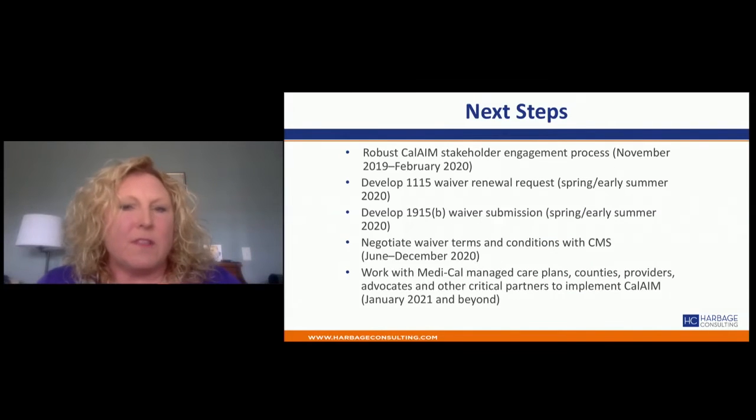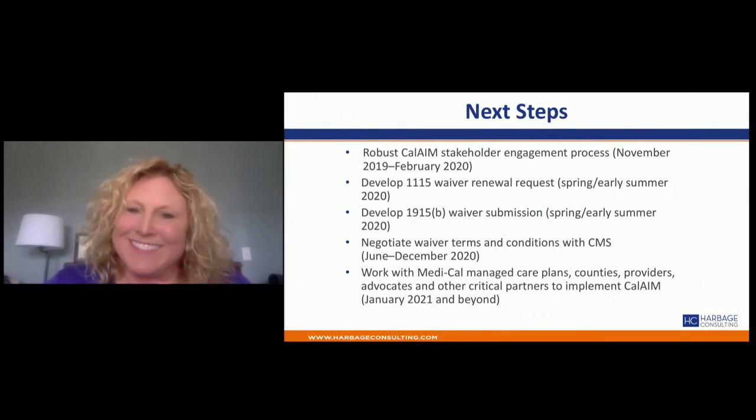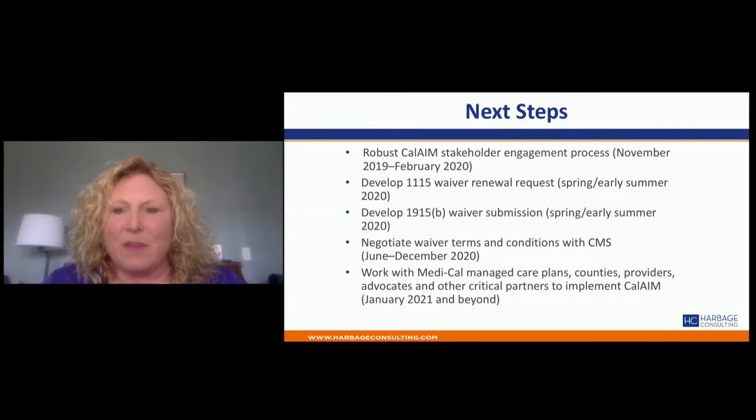So what to look for next steps? I imagine most people have heard about the CalAIM stakeholder engagement process that's about to launch. It will be starting with a series of work group meetings. There are going to be 5 work groups underway simultaneously between November 2019 and February 2020. The state will also be working on that 1115 waiver renewal request in the early spring and summer, really though informed by the discussions that happened during that stakeholder engagement process. And then simultaneously, the state is also working on that 1915B waiver submission, all of which will head over to CMS probably in the early summer of 2020.